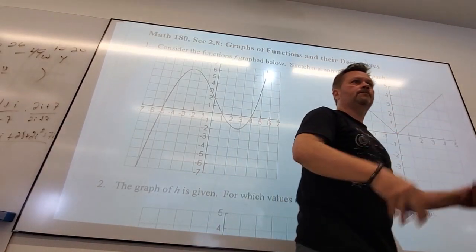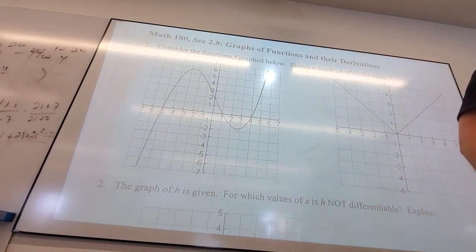So basically you're drawing the graph upside down? No, definitely not. I'm drawing the graph of the derivative of f. Whatever f is, we're going to draw the graph of it.